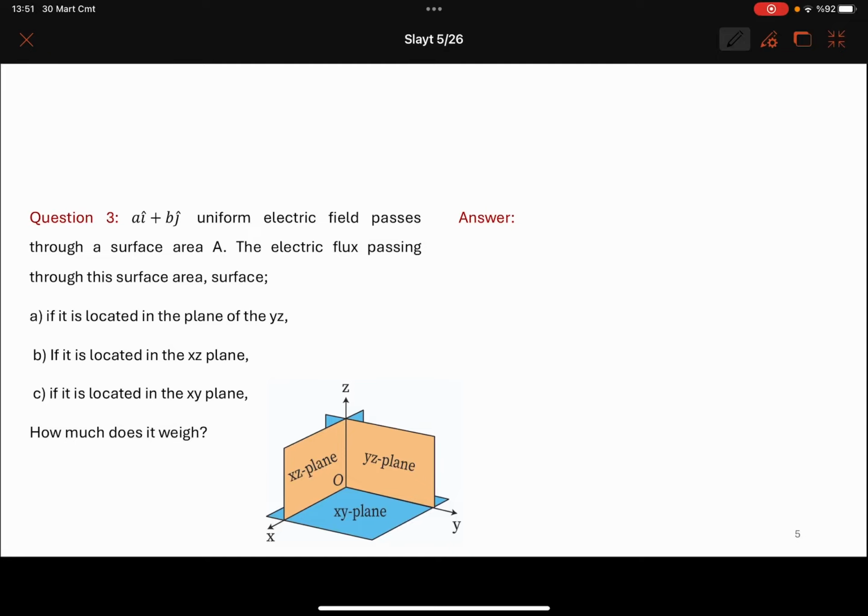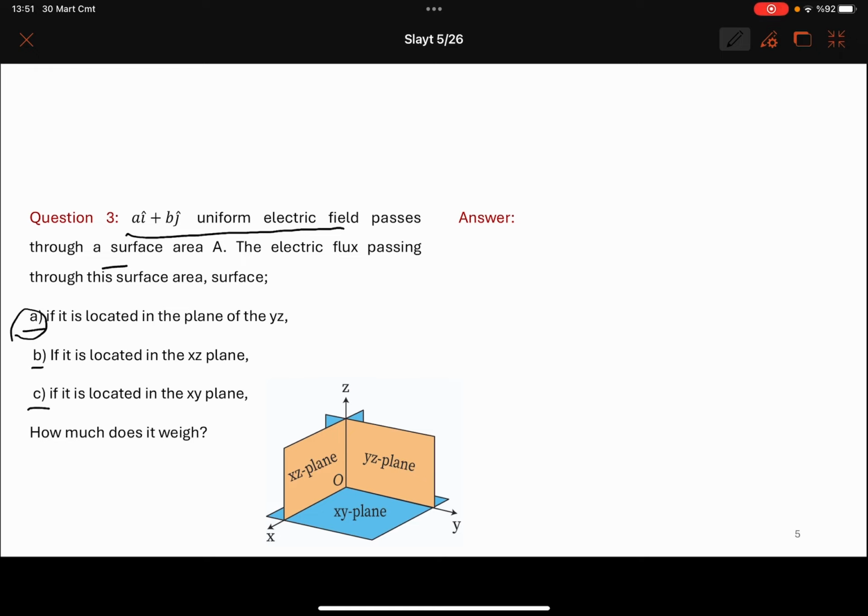Okay, look at the question. Our electric field passes through a surface area. We need the electric flux passing through this surface. You can see there are three different surfaces. We will solve for each surface in the question.